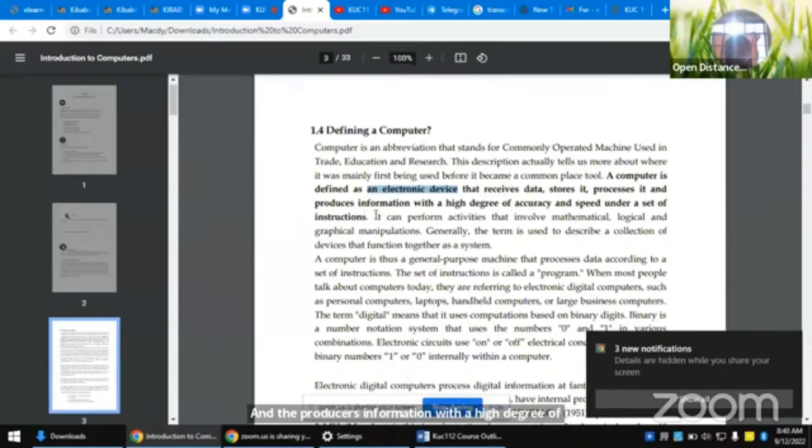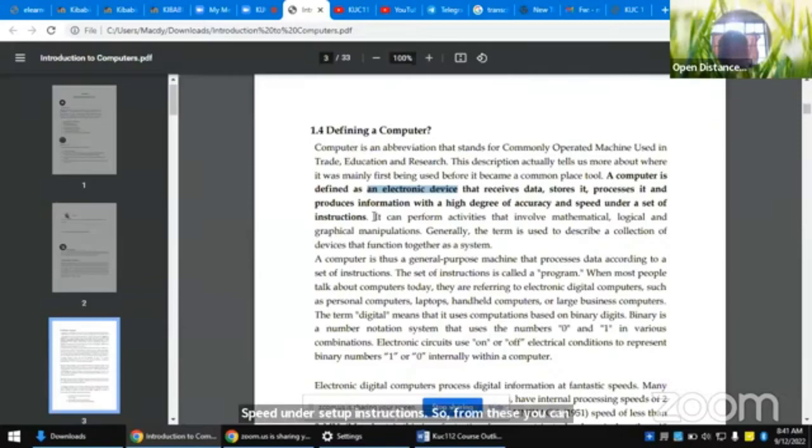From this, you can see that a computer will receive data, store it, process that data, and produce. When we talk about production, we are talking about output. When we talk about processing, it's actually changing the data into information so that it can be displayed. Then there's storage, which is a key component. Just like your phone, you can store your pictures and a lot of information. That turns it into a smartphone, which is of course a computer.